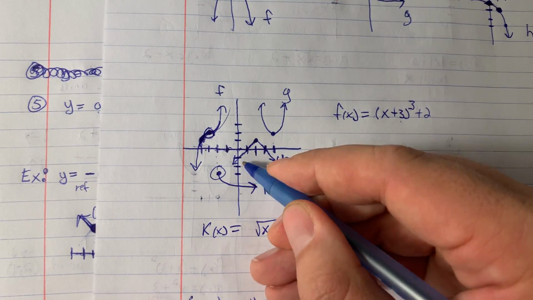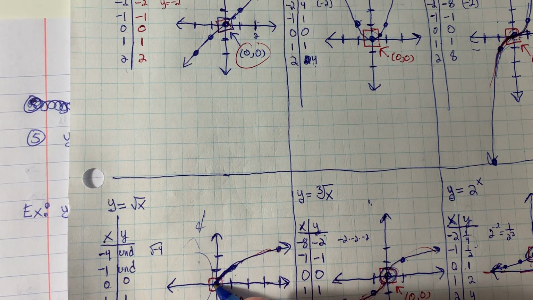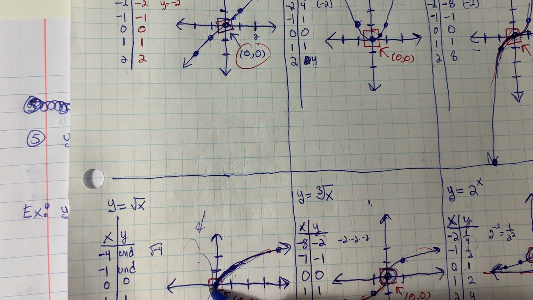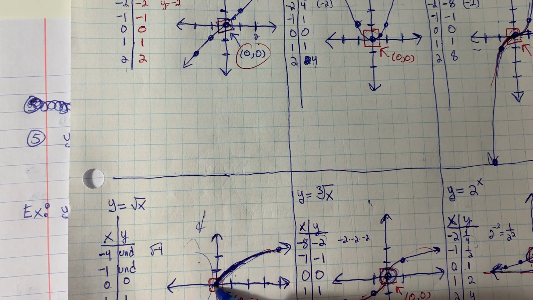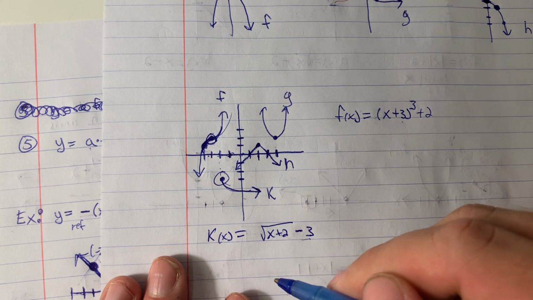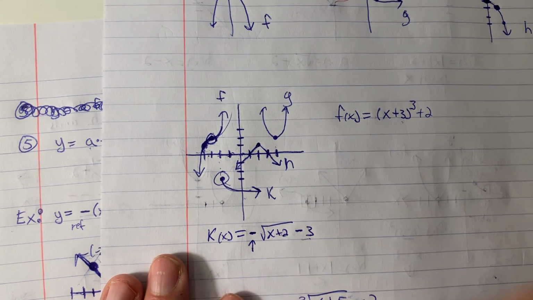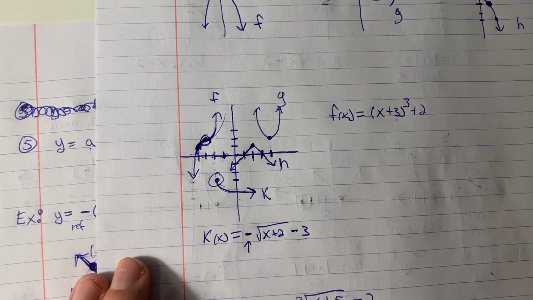And the question is, is this the normal parent function or did it get reflected? Well, the normal parent function of a square root has this shape where it's increasing and concave down. This one is decreasing. It got reflected across the x-axis. And so this one does need a negative sign in front. So we have to be a little careful about that.